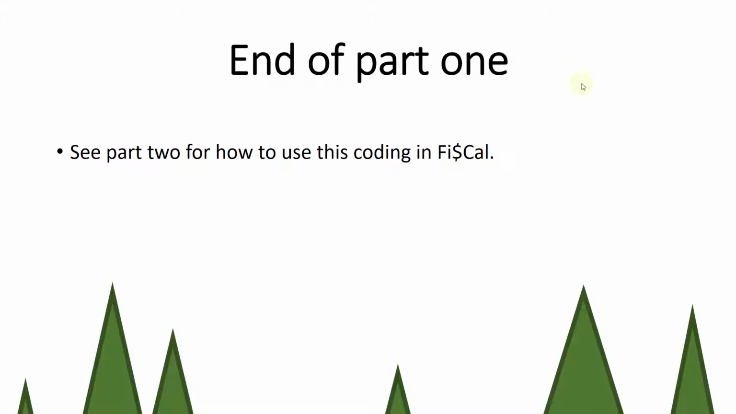This concludes part 1 of this video. In part 2, I will give you some examples of using this coding in Fiscal, including how to do split coding, where you charge to more than one part of a budget in a single purchase. Please be sure to watch the video on how to create a basic purchase order before watching part 2, so you'll be able to follow along.